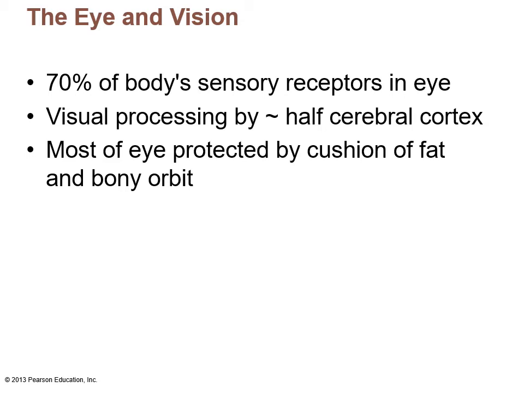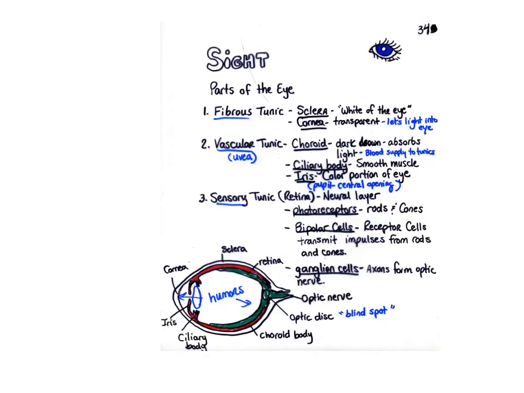Okay, so the eye and vision. 70% of the body's sensory receptors are in the eye. That's amazing to me. And visual processing really makes up about half of the cerebral cortex. So the eye is really the window to the brain, and the brain has a huge amount of its functioning devoted to visual input. Now, most of the eye is protected by a cushion of fat and bones, which is the orbit, so it's a very delicate structure and it's very well protected.